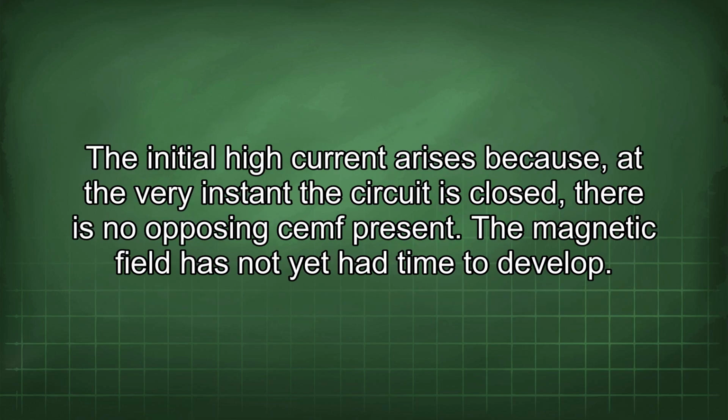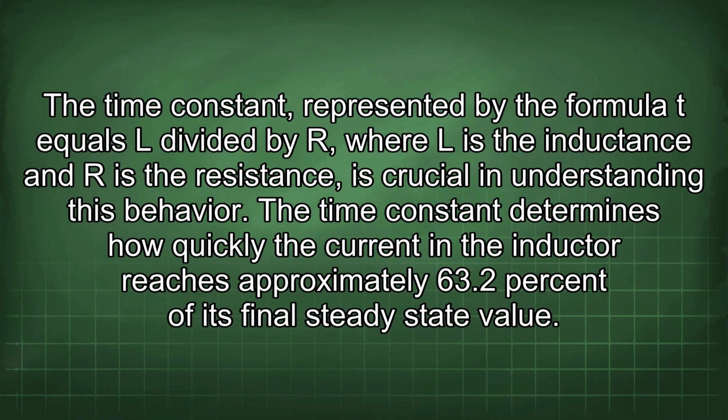The initial high current arises because, at the very instant the circuit is closed, there is no opposing cemf present. The magnetic field has not yet had time to develop. The time constant, represented by the formula T equals L divided by R, where L is the inductance and R is the resistance, is crucial in understanding this behavior. The time constant determines how quickly the current in the inductor reaches approximately 63.2% of its final steady-state value.